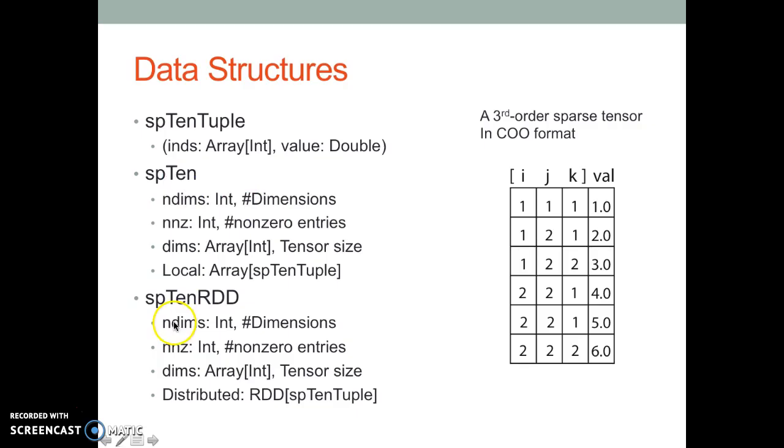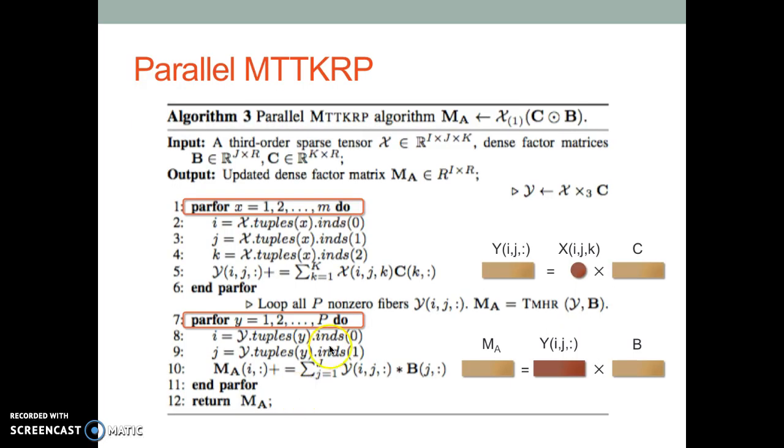The SPTensor and SPTensorRDD represent a sparse tensor locally or distributed, with three other members: the number of dimensions, the number of non-zero entries, and the tensor size. And the difference is that for the local SPTensor we use an array to represent all the tuples, and for the distributed tensor we use an RDD to distribute the sparse tensor.